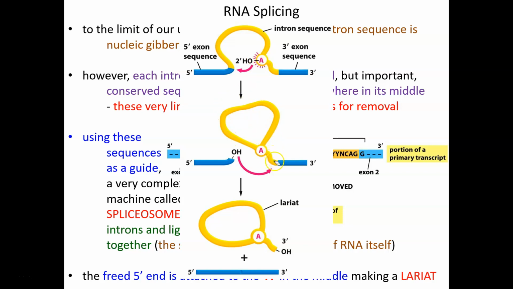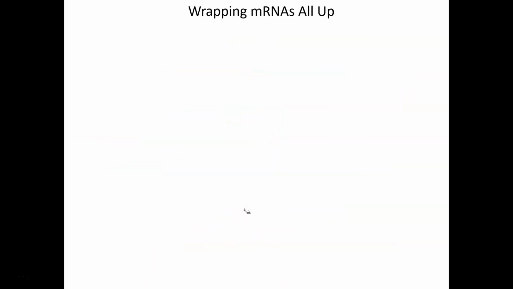Once the lariat is formed, we're going to cut the intron at its 3' end, and that frees the entire intron as a lariat, and then the two exons are joined together, as we see here. The lariat floats off, and it's eventually degraded. Its individual nucleotides are recycled for future rounds of transcription.